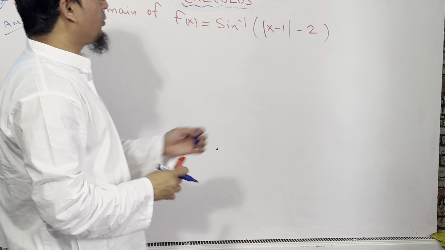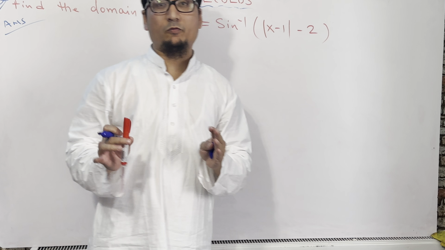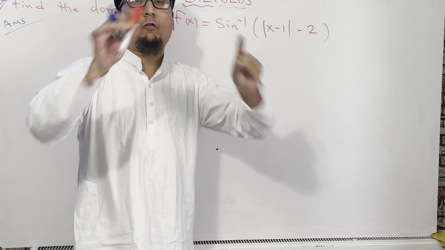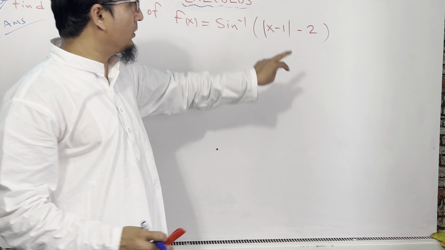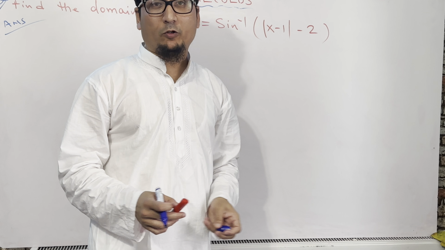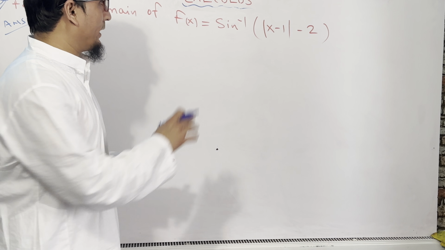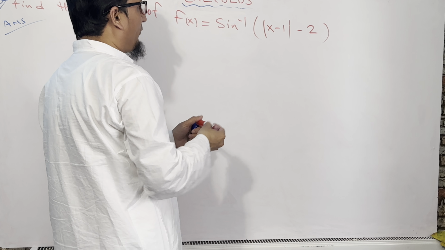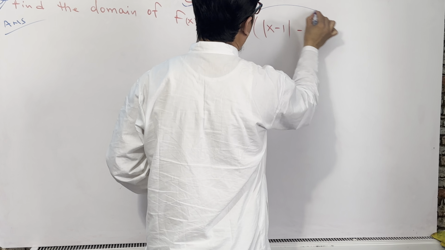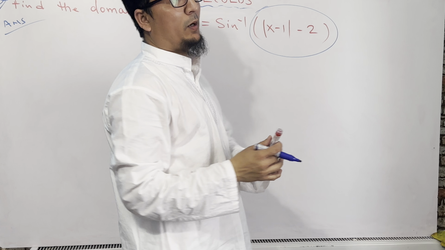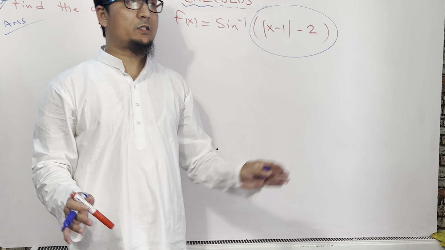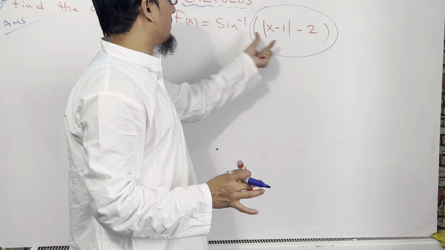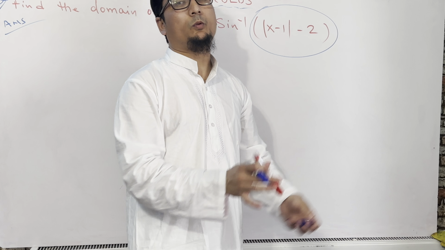If you know the graph of the modulus function, then it is so easy to tell you the answer. And if you don't know how to draw the graph of mod of x minus 1, then you have to solve this question manually. I will tell you both ways, right? As you can see here, sine inverse. If you have a sine inverse, this value must be from minus 1 to 1. I told you these things in at least 10 videos, right? So whenever you see sine inverse, this must be from minus 1 to 1.